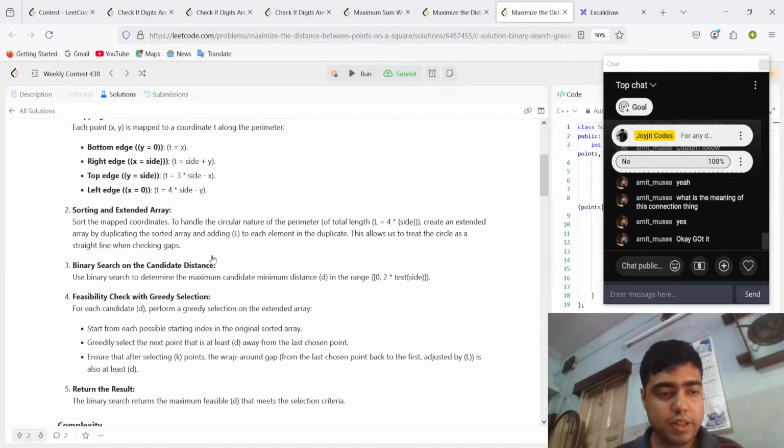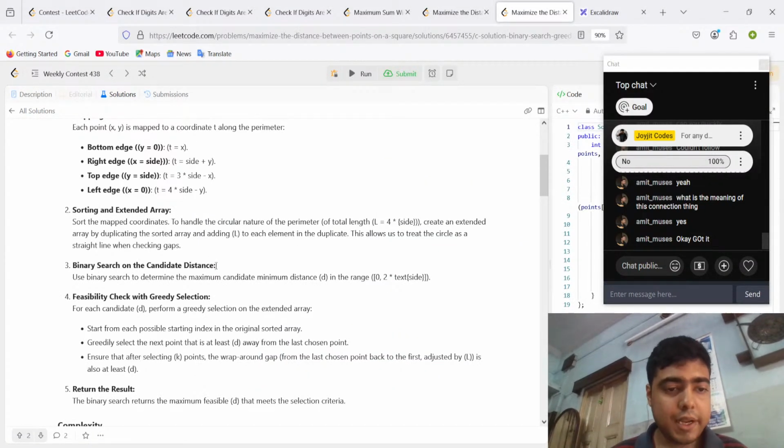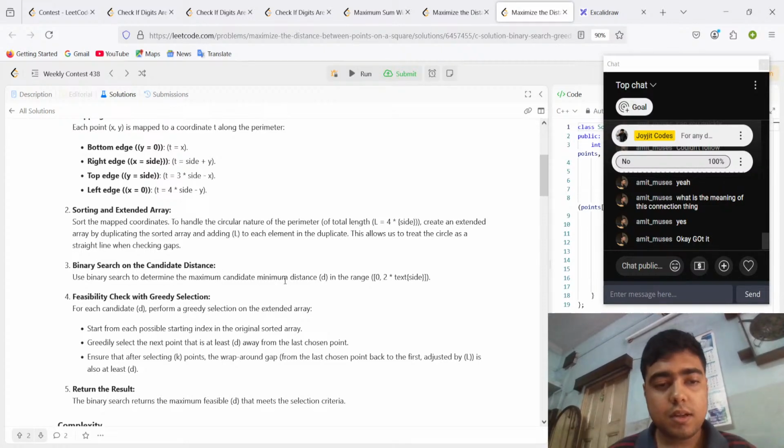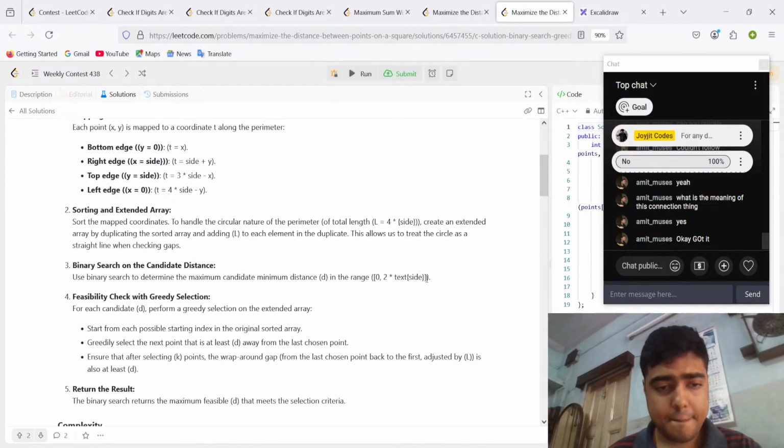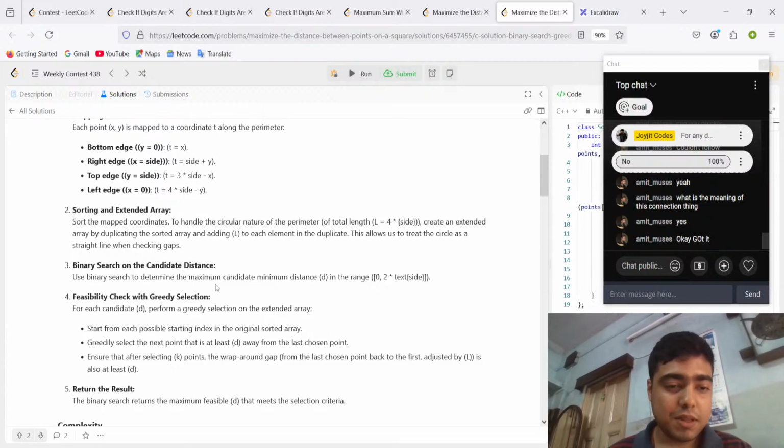Now let's go with the next part. Binary search on the candidate distance. Use binary search to determine the maximum candidate minimum distance in the range 0 to 2 times side. Okay. What do we mean by that, by the way? Binary search to determine the maximum candidate minimum distance.